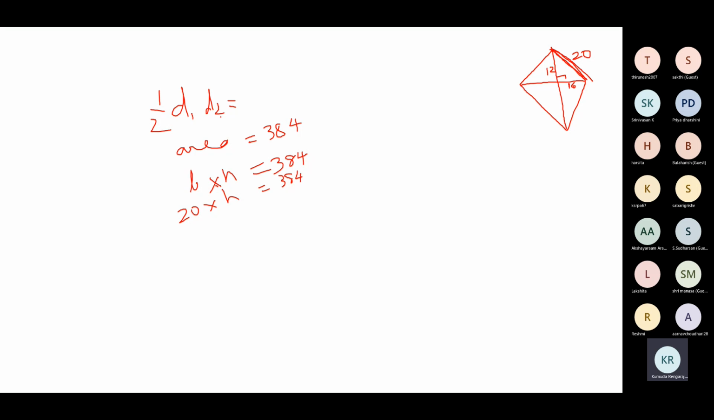First, find the area using the formula half d1 d2. So area is 384. Area can also be found using the formula base into height. So base into height is 384. We need to find the height, the altitude. For that we need the base, and that can be found using Pythagoras theorem. Don't take 24 and 32 by mistake, children. Half of 24, 12, and half of 32, 16 will be the sides of this right triangle.